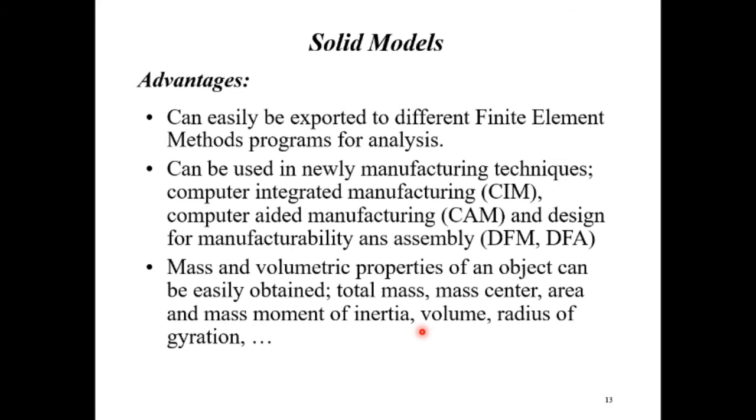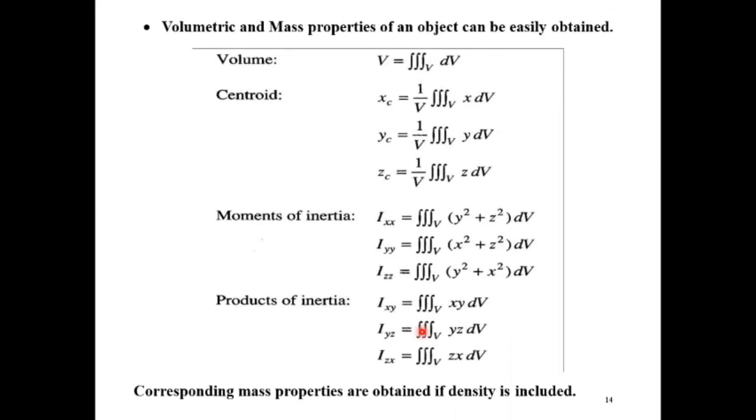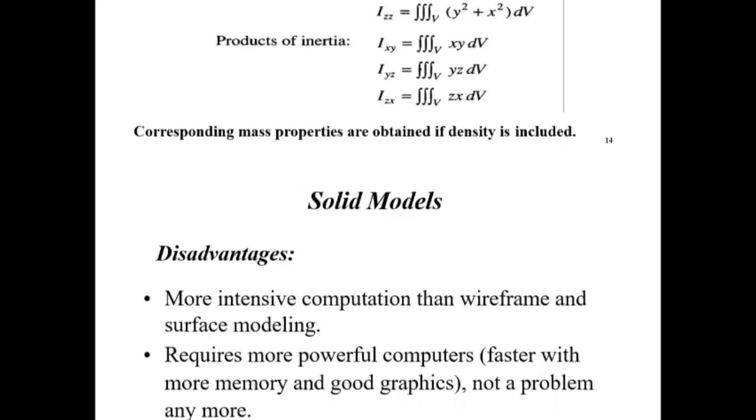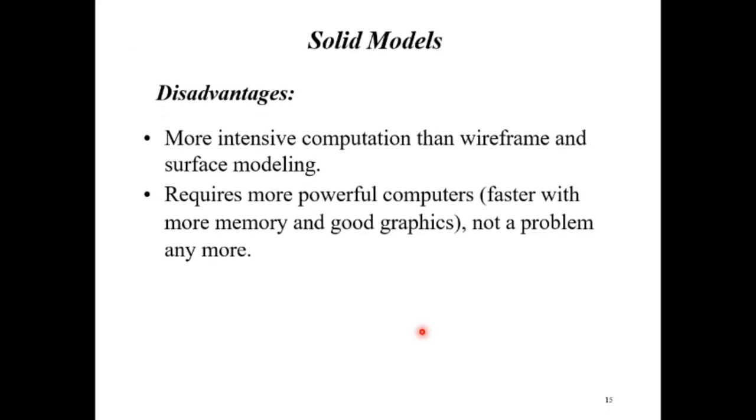and so on. And then mass and volumetric properties of an object can be easily obtained: total mass, mass center, area, mass moment of inertia, volume, radius of gyration, and so on. These are all the parameters we can obtain from the generated 3D model, with the formulas representing what we can attain from it. And then solid model disadvantages.